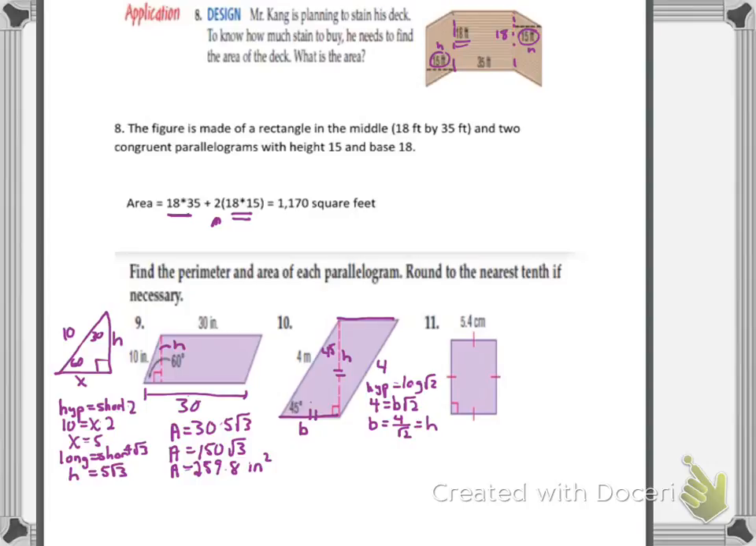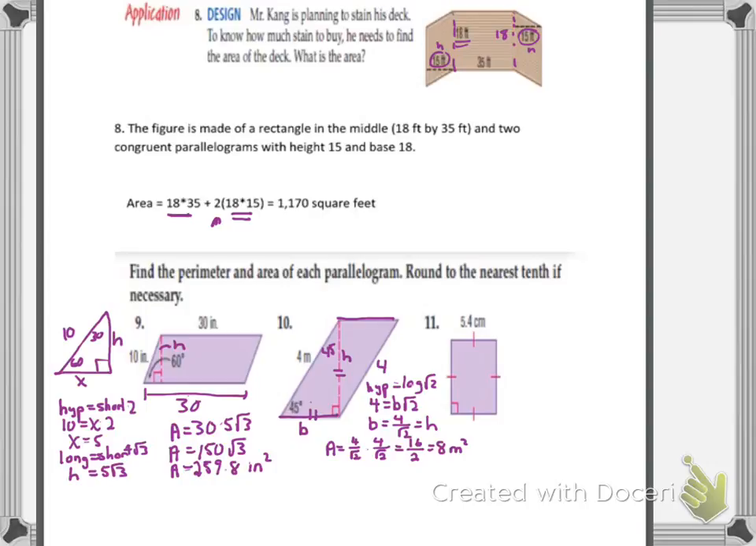So area is base times height. So area is 4 over the square root of 2 times another 4 over the square root of 2. Well, 4 times 4 is 16, and root 2 times root 2 is 2, so our answer is 8, and the correct units would be square meters.